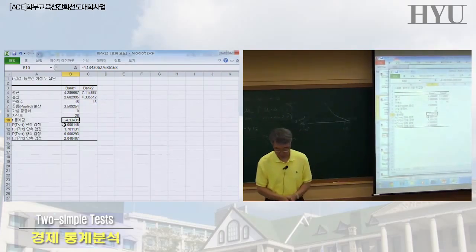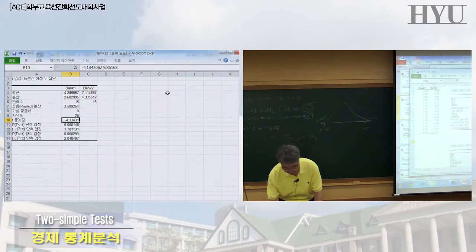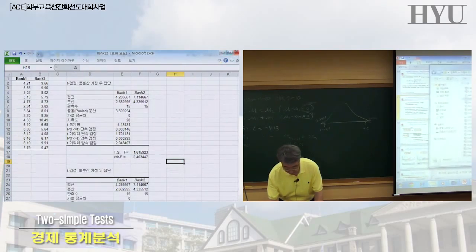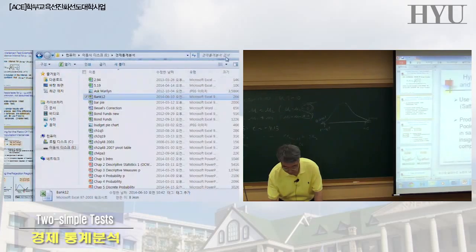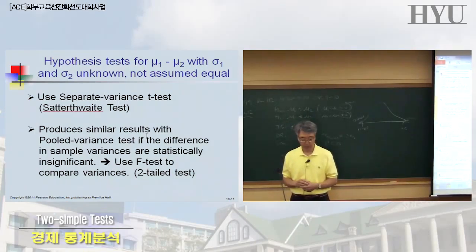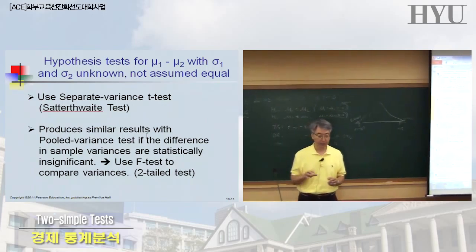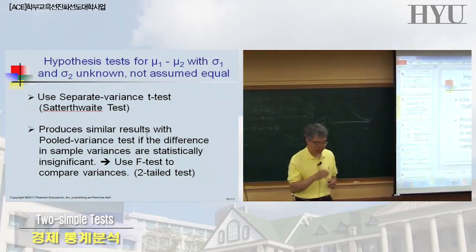Any question about how to use Excel to run the t-test, at least assuming equal variance? All right, we'll come back to this example later. So what if you cannot assume equal variance, either you don't know or you have some reason to suspect that the two populations have different variance?